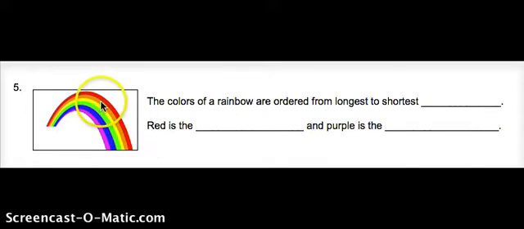Why is red on the top? Red is the blank, and purple is the blank. This is all about why the colors are ROY G. BIV. You will complete these 2 sentences now. Read through your sentences and make sure they are correct.